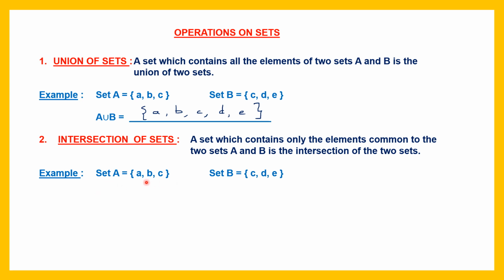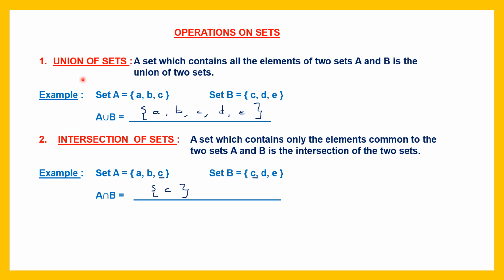And this is set A. Again, we are taking the same example A, B and C. And set B is C, D and E. Now, if we write A intersection B, this is how we write. This is the symbol for intersection and we read it as A intersection B. Now what are we going to do? We're looking at all the elements in A and all the elements in B and only going to pick out the ones that are common. Now what is common? As you can see, only C is common. So C is the element here. So A intersection B is only C.